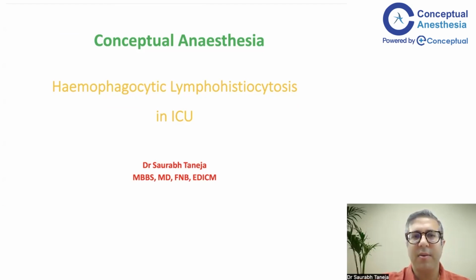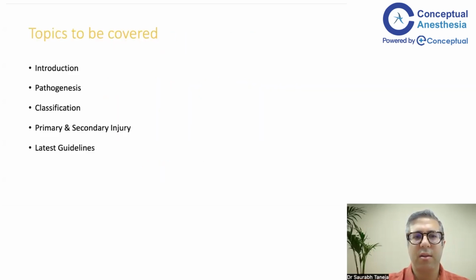This can come in a few MCQs. This can come as a short note in critical care sections. So even from the exam point of view, you should have a fair idea about it, at least what to write if there is a short note. The topics that we'll be covering are the introduction, pathogenesis, classification, primary and secondary, and latest guidelines.